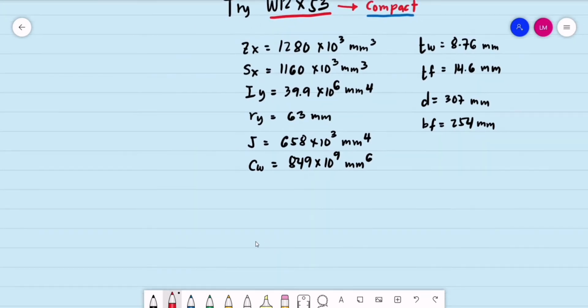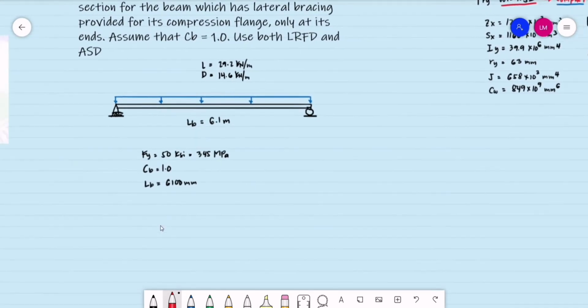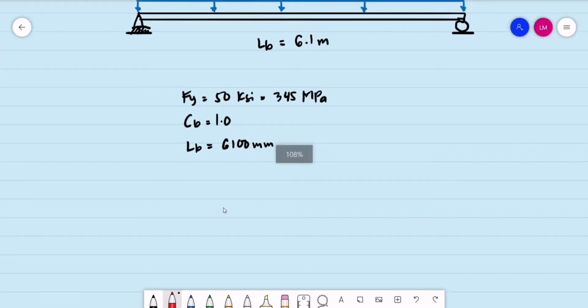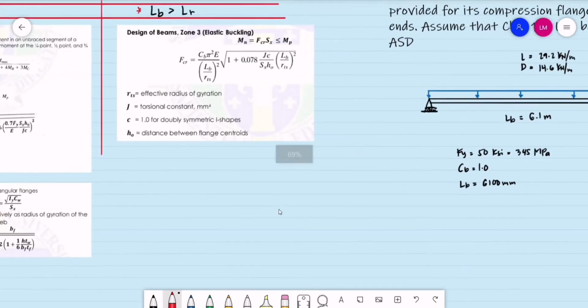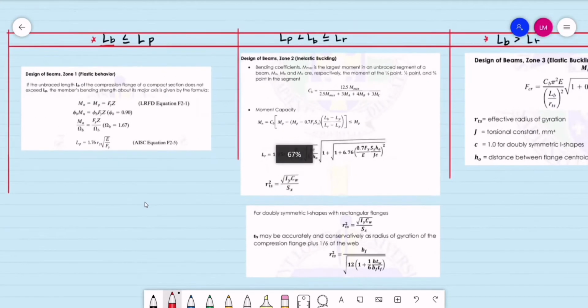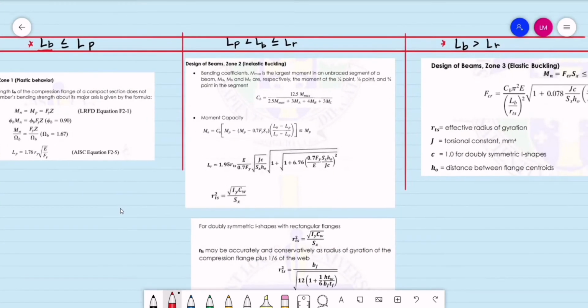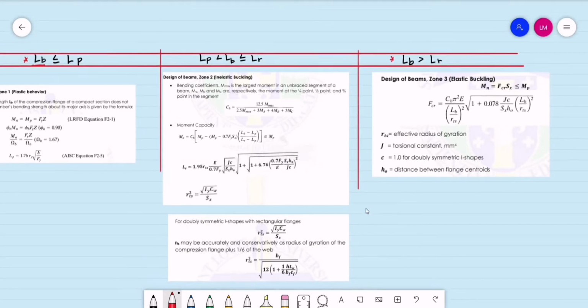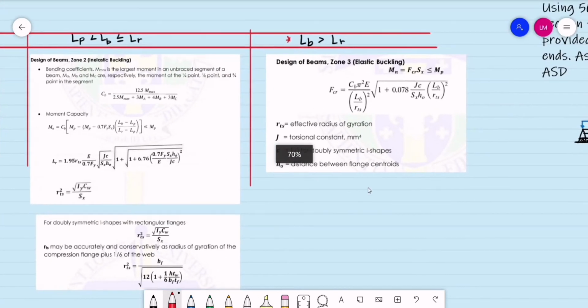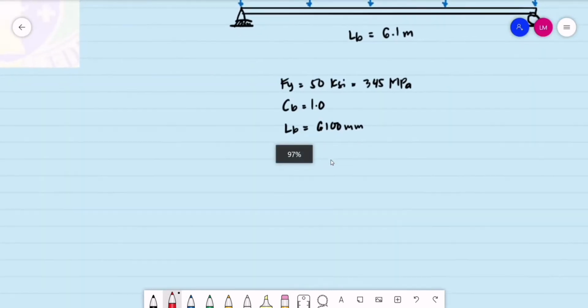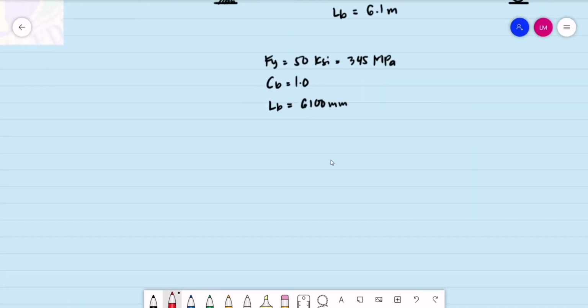W12x53. So first, we need to check which zone this section will be. Is it under zone 1, plastic behavior, zone 2 with inelastic buckling, or zone 3 with elastic buckling? So let us compute first for the value of L sub P.